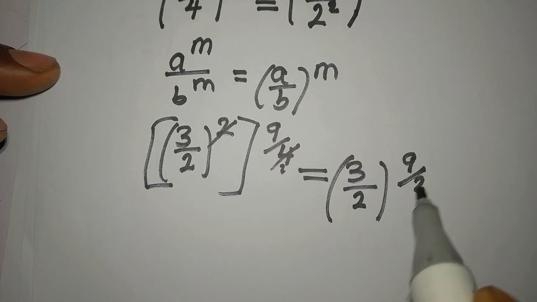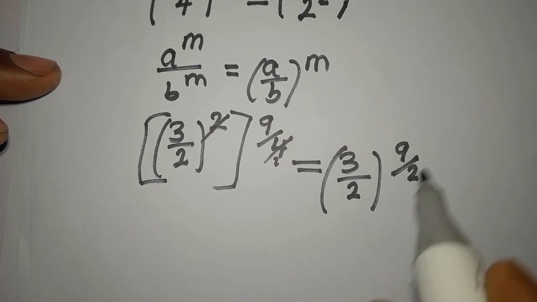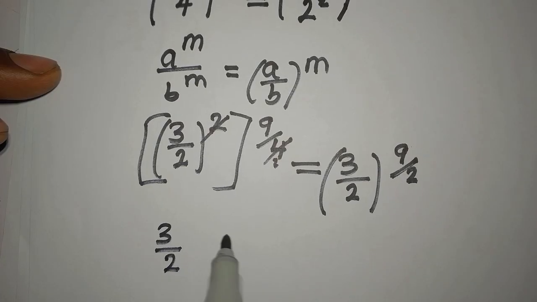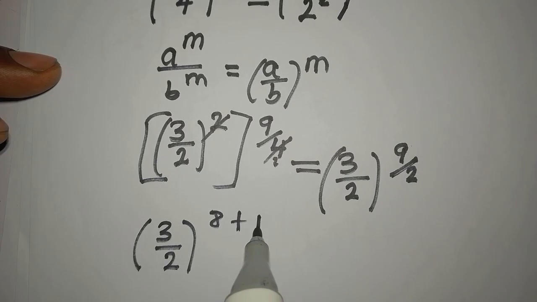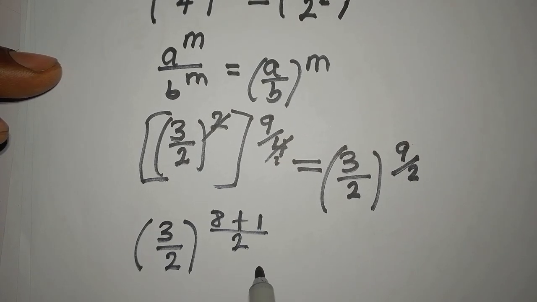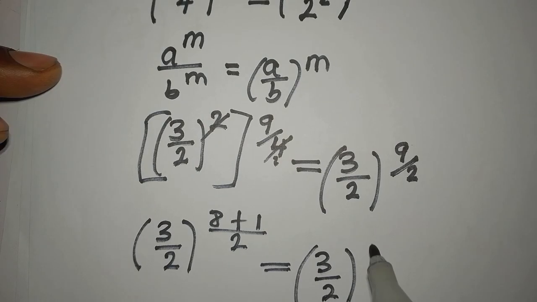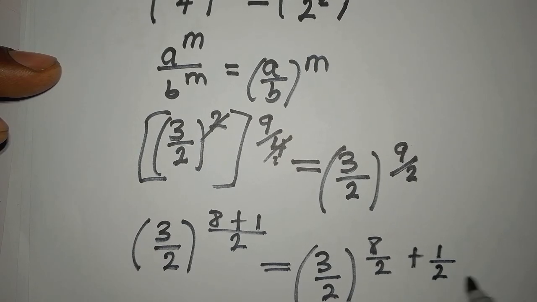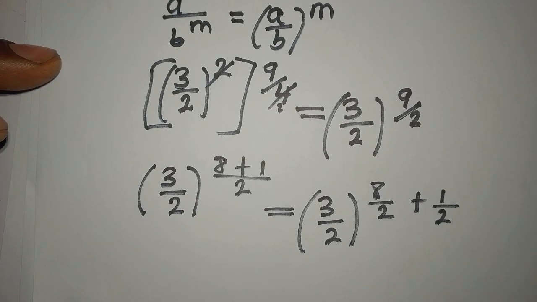I can work on this 9/2. Remember, I told you we're going to play around with the number, right? So we're going to have (3/2) to the power of 9, which is 8 plus 1, over 2. Now I can work on this and get (3/2) to the power of 8/2 plus 1/2. Remember, this will still give us (3/2)^(9/2), right?